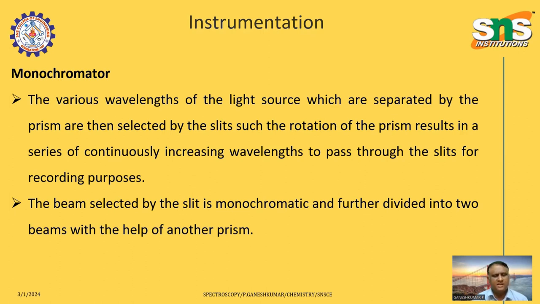The beam selected by the slit is monochromatic and is further divided into two beams with the help of another prism. One beam will pass through the reference, another beam will pass through the sample. Both the beams get analyzed by the detector, which will give the final result of our required things.